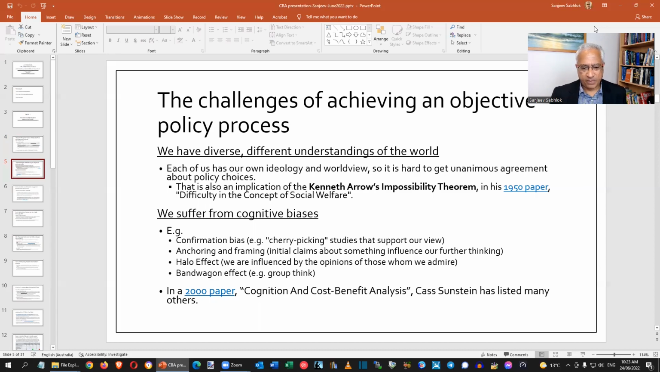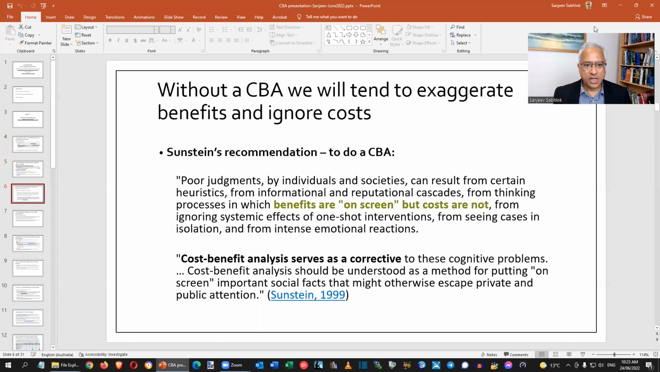So I've cited a paper, Cognition and Cost-Benefit Analysis by Cass Sunstein. He has listed many other such things. What Sunstein says is really important, and I'll mention what exactly it means in real life, because I'll come to that in a second. Let me finish this. He says that without a cost-benefit analysis, we will tend to exaggerate the benefits and ignore the costs. And so he says we should do a cost-benefit analysis.